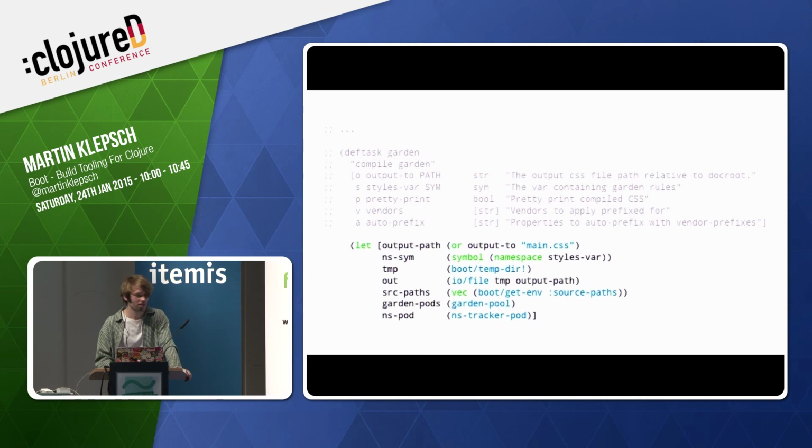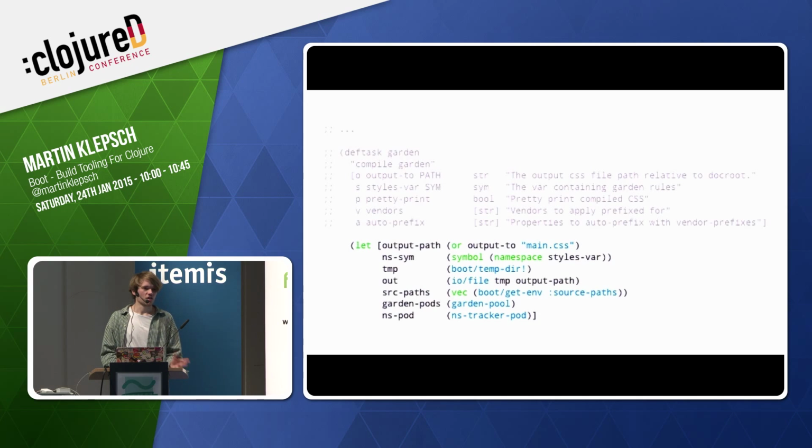And then we get into some let form. That let form basically contains things that we want to stay the same, or that we need for every task invocation, and that don't really change. So we default to some output path if none is specified. We generate a namespace symbol that we can then later use to track the namespaces. We create a temporary directory that is managed by boot, so it's just like some random, non-descriptive path in the file system.